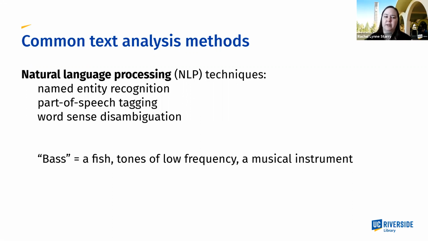So word sense disambiguation is related to part of speech tagging, but goes further, right? So when a noun like bass, or base, it might mean multiple different things, even if it's serving as the subject of a sentence. So this word could be a type of fish, tones of low frequency, or a type of musical instrument.